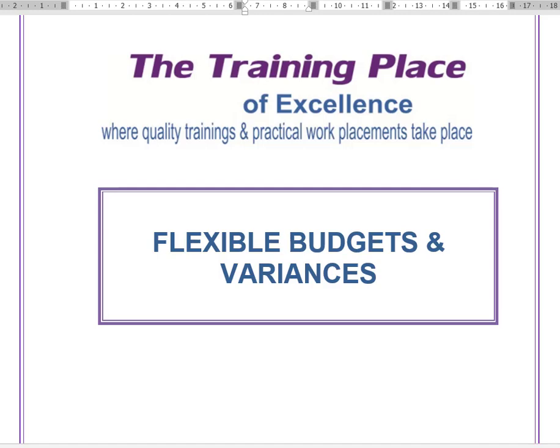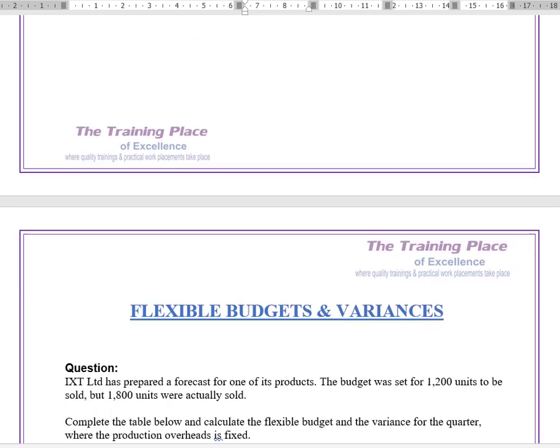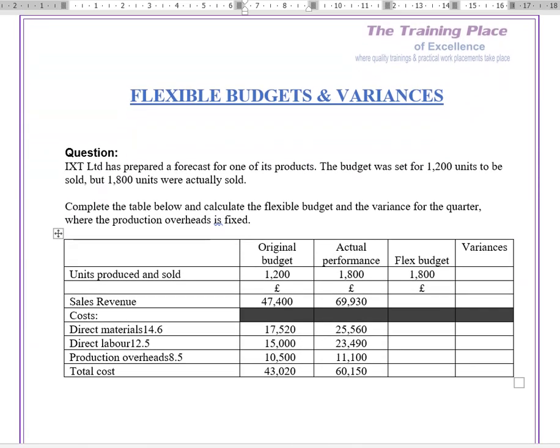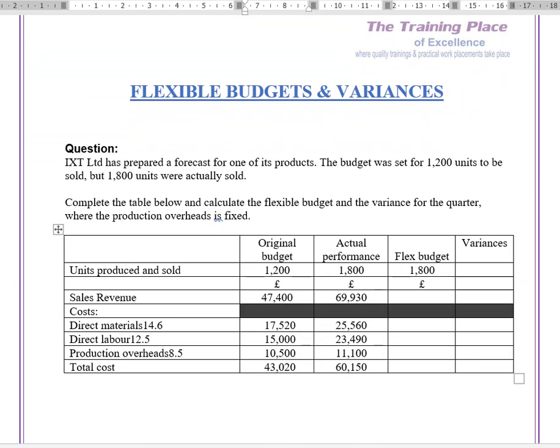Hello there, this is a teaching coming to you from the Training Place of Excellence, and it is on flexible budgets and variances. When we say flexible budgets, we're literally just saying you have a budget that you set up previously.